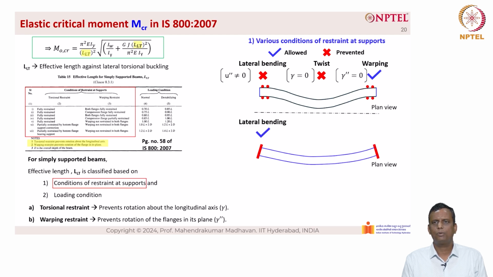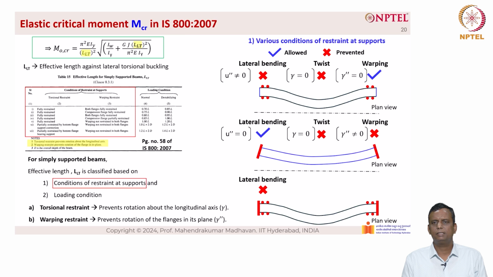Now for the second boundary condition, we have lateral bending allowed, which is U double dash is equal to 0, and twisting not allowed, which means that gamma equal to 0, and warping not allowed, which means that gamma double dash not equal to 0. Now the third boundary condition is that it is fully fixed, which is lateral bending not allowed, which means that U double dash not equal to 0, twisting not allowed, which is gamma equal to 0, and warping not allowed, which means that gamma double dash not equal to 0.